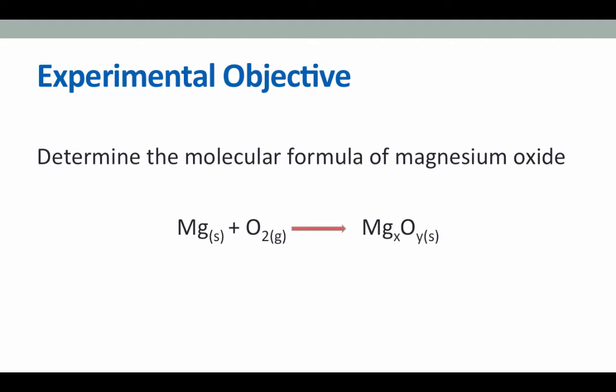The experimental objective will be to determine the ratio between magnesium atoms and oxygen atoms when magnesium is combined with oxygen to form magnesium oxide. This ratio is called the molecular formula.